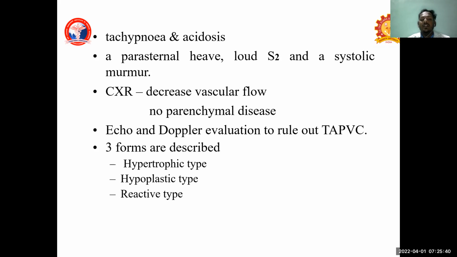tachypnoea and acidosis. On examination, there will be a parasternal heave, loud S2 and systolic murmur. On chest X-ray, there will be pulmonary oligemia and no parenchymal disease. Echo and Doppler evaluation will be done to rule out TAPVC.